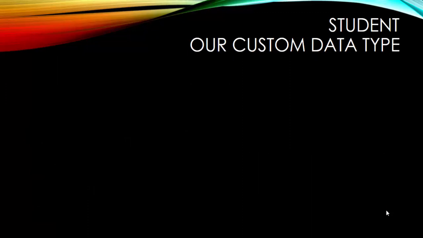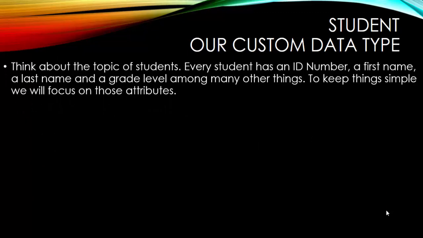And how did I come up with that? Well, think about the topic of students. Every student has an ID number, a first name, a last name, and a grade level, among many other things. Now, to keep things simple, we're going to focus on the ID number, the first name, last name, and grade level. But it's all going to work the same way. We could add as many things as we want. We can get rid of as many things as we want. But what we want to do is lump these attributes together because they're all related.